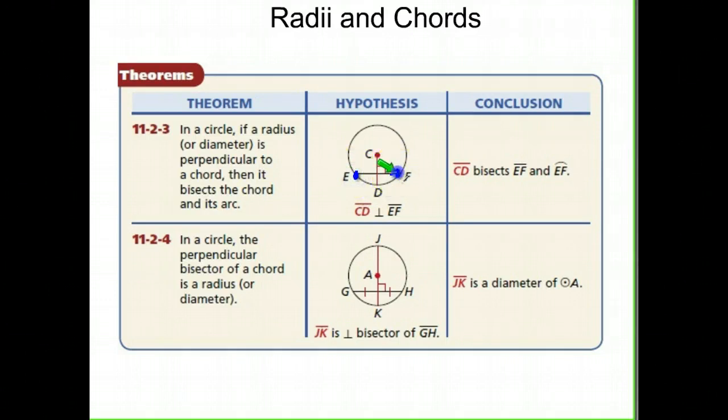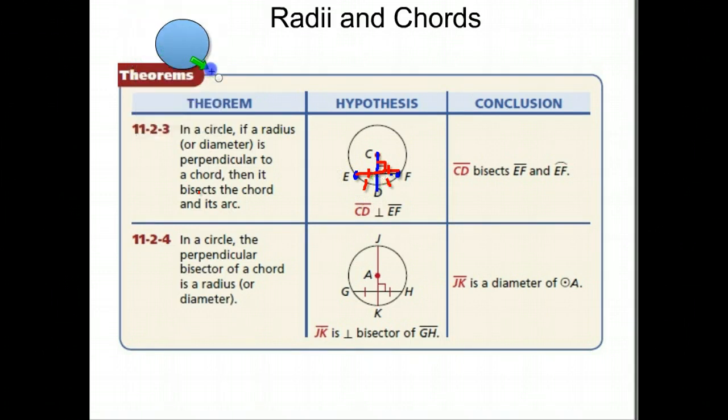So here's our property. It says that in a circle, if a radius is perpendicular to a chord, so here is a radius. Remember, a radius is a line that goes from the center to the edge of the circle. If we have a chord that's perpendicular to that, and notice they have it marked as perpendicular, then it bisects the chord, and it bisects the arc. Remember, bisect means to cut into 2 equal parts. So this would be cut into 2 equal parts, and the arc on the outside would also be cut into 2 equal parts.